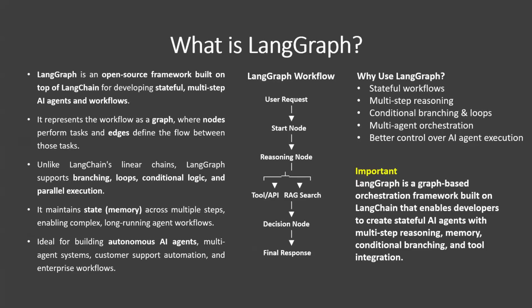Why use LangGraph? Stateful workflows, multi-step reasoning, conditional branching and loops, multi-agent orchestration, and better control over AI agent execution. For this reason, you need to use LangGraph. The important point we need to remember in the case of LangGraph is that LangGraph is a graph-based orchestration framework built on LangChain that enables developers to create stateful agents with multi-step reasoning, memory, conditional branching, and tool integration.